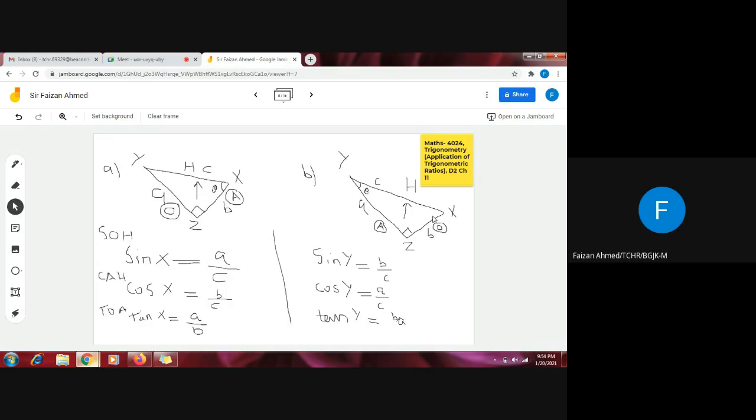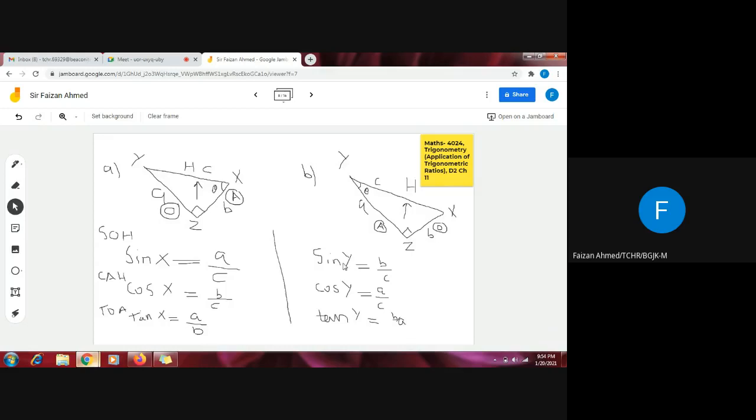This is the required figure. I have drawn it again and labeled it with the same letters y, x, and z. The length of this side is a, so I have written small a. The length of this side is c, and the length of this side is b. This is a right angle triangle, since there is a 90-degree angle at z. So the side opposite to this will be the hypotenuse, so I have written h over here.